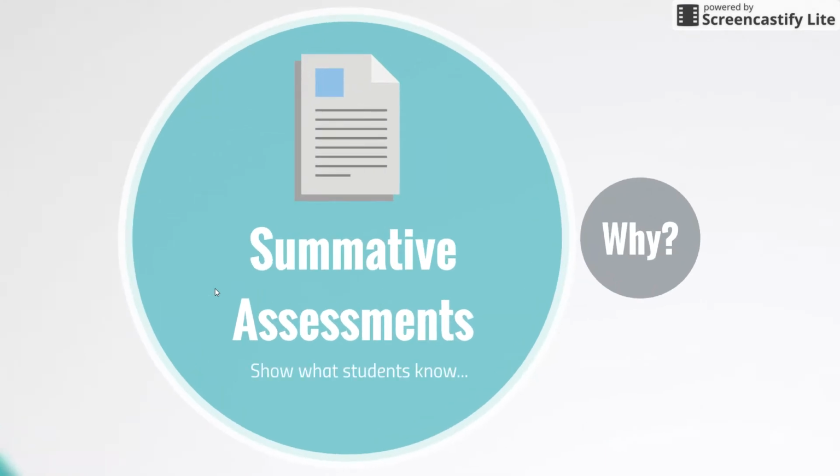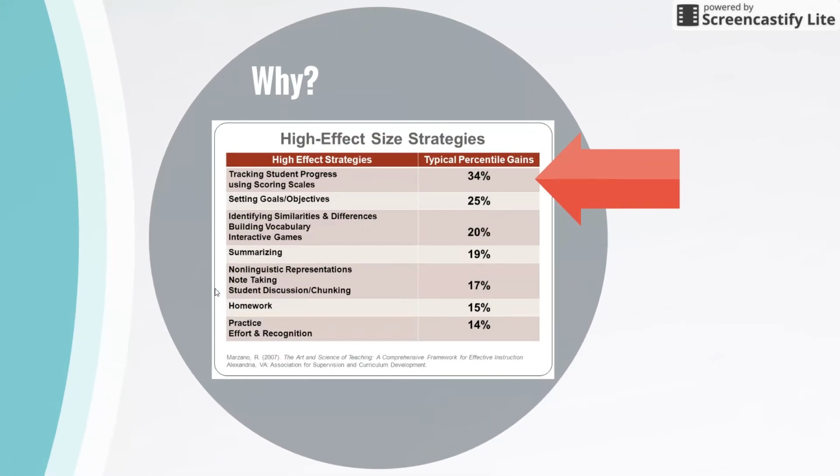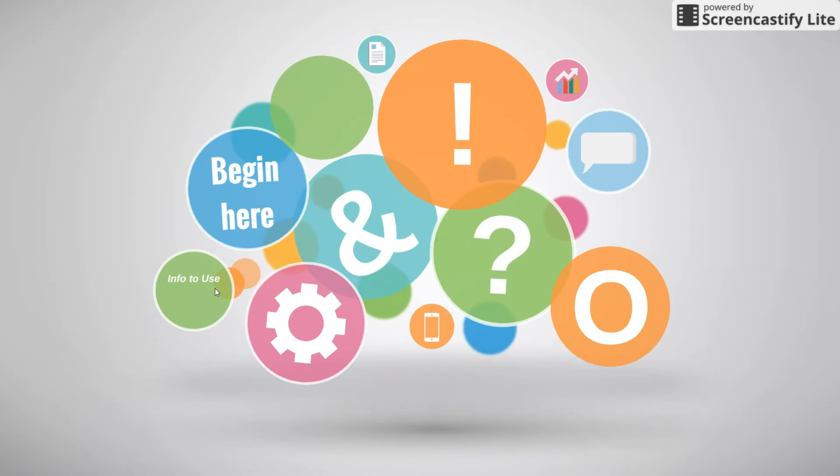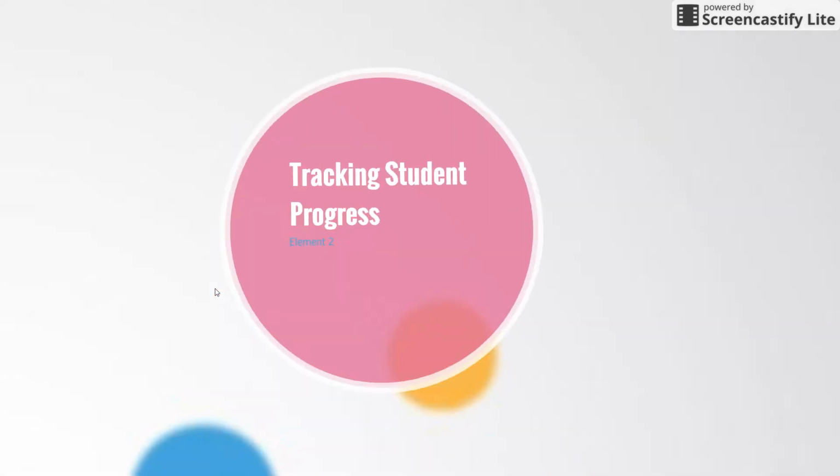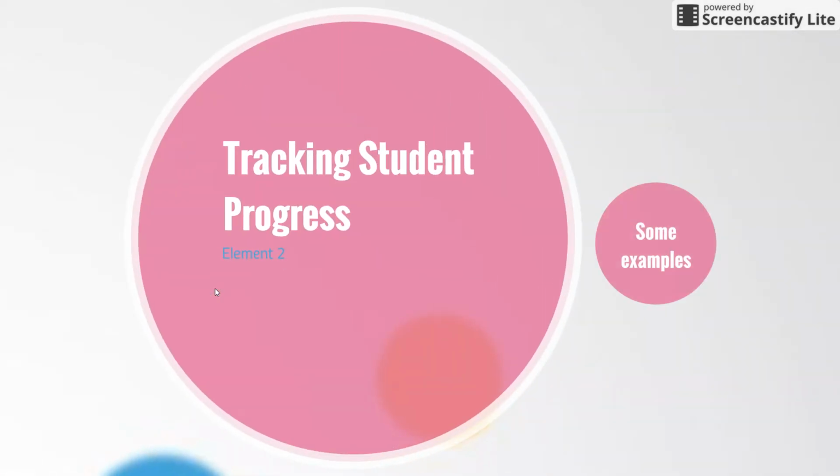And why? Because tracking student progress has an effect size of 34 percentile gains. Of course, this idea of tracking student progress really is key. Here are a couple of examples you might want to consider.